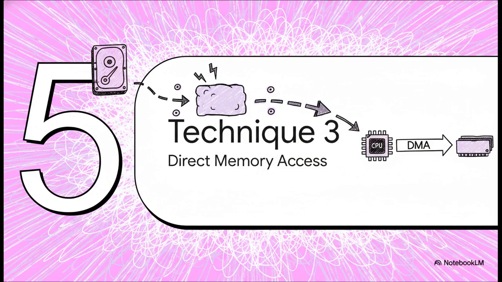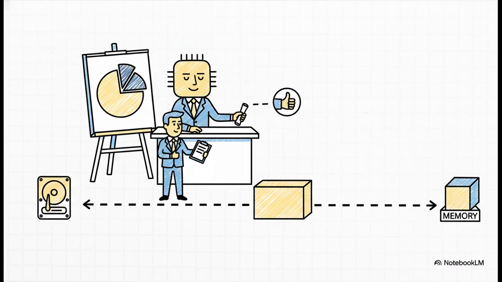For really big chunks of data, we're talking about reading a huge file from a hard drive or something. Even interrupts could be a bit of a drag. The CPU still had to get involved with every single little piece of data. So that led to the final, most powerful technique of all, direct memory access, or as everyone calls it, DMA. This is the delegation method. It's the ultimate form of management.